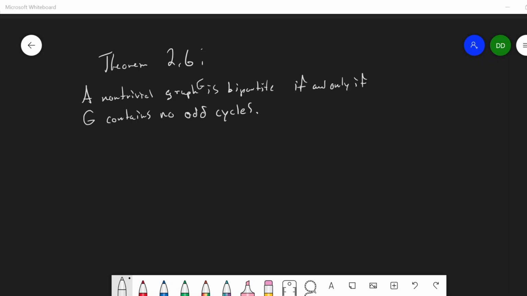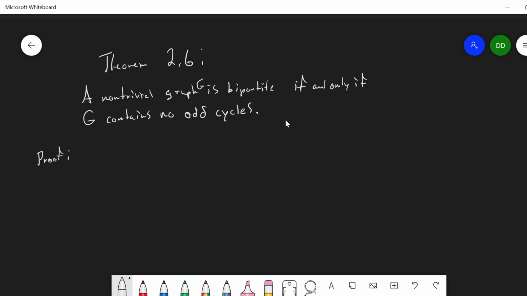In this video, we'll talk through Theorem 2.6, which gives us a characterization for bipartite graphs in terms of parity of cycle. In particular, a non-trivial graph G is bipartite if and only if it contains no odd cycles. All right, so let's see why this is true. Let's look at a proof of this.